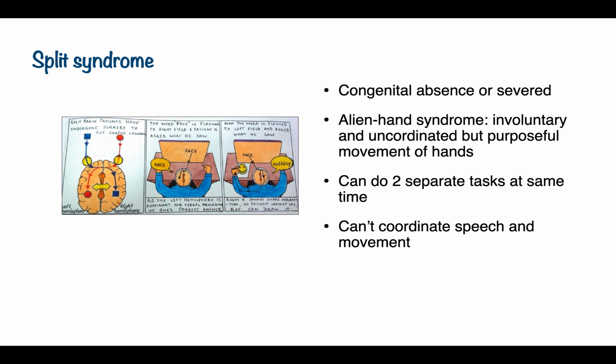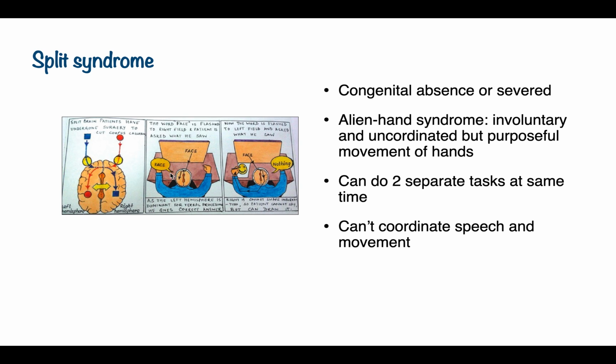Okay, split brain syndrome is going to be a severed corpus callosum, which can either be severed on purpose because of epilepsy, or it's going to be congenitally absent. It's also known as alien hand syndrome, so it's involuntary and uncoordinated. And patients can do two separate tasks at the same time, but they can't coordinate the speech and movement.